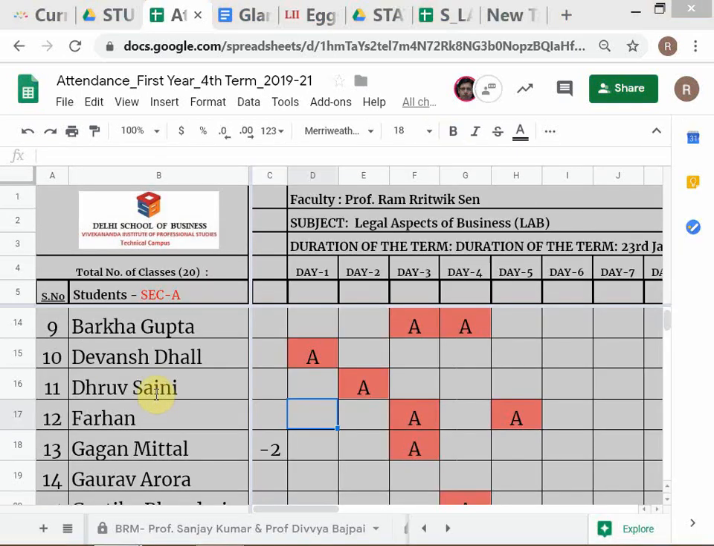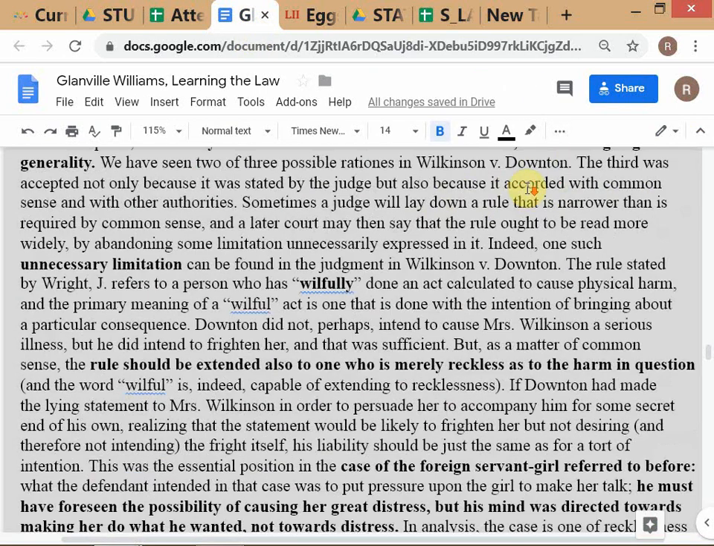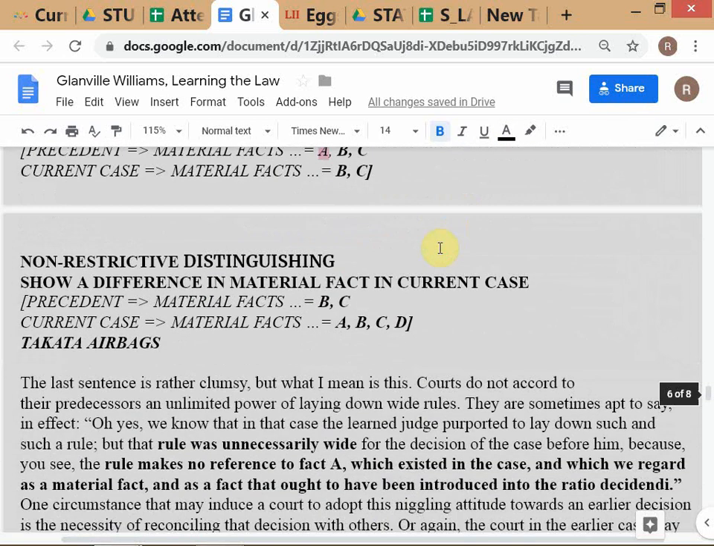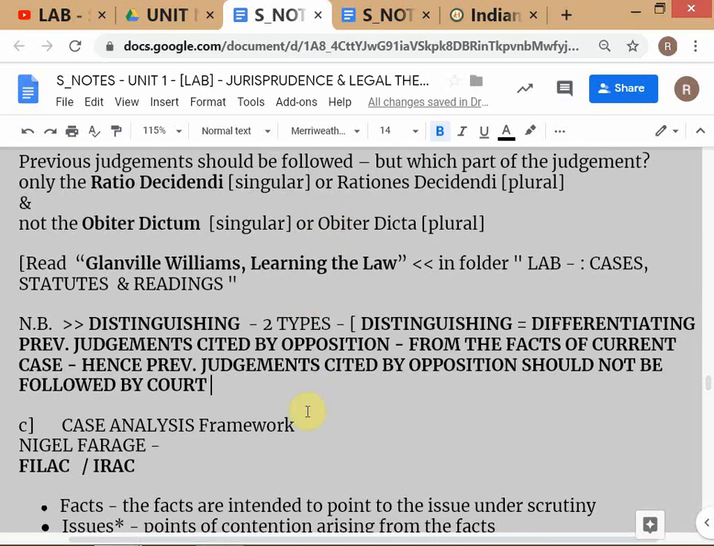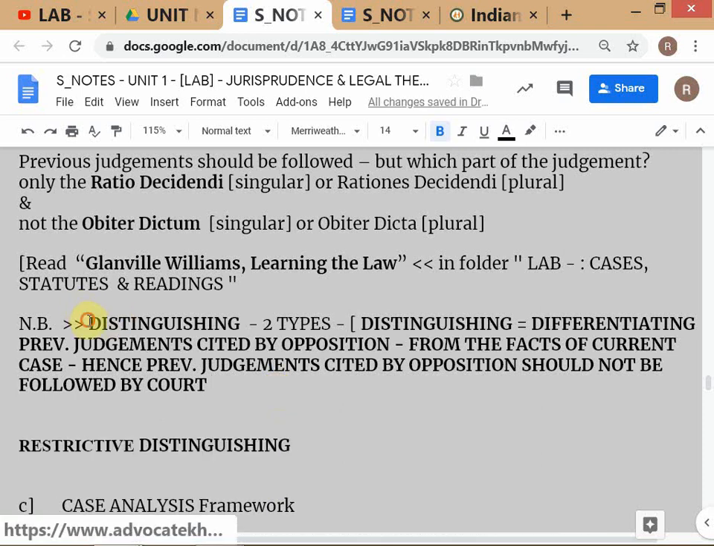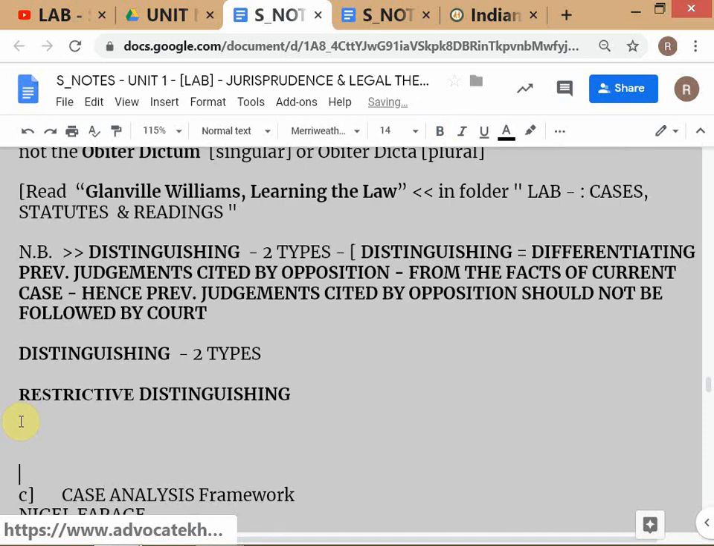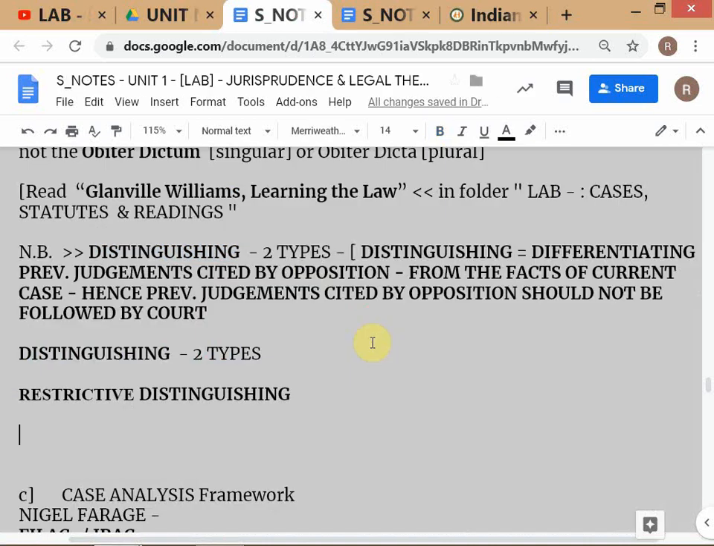So there are two types of distinguishing which you should be familiar with. So we're going to look at that right now. Okay, so this is what we are trying to understand. Let me just give you the examples and then we'll see. Here are the two types of distinguishing, restrictive and non-restrictive. Maybe we should also put this in your notes. I'll give you an example which some of you may like, depending on your leisure time activities. Two types of distinguishing, non-restrictive and restrictive. We'll explain what that is.